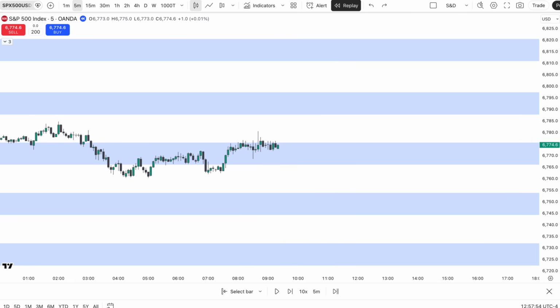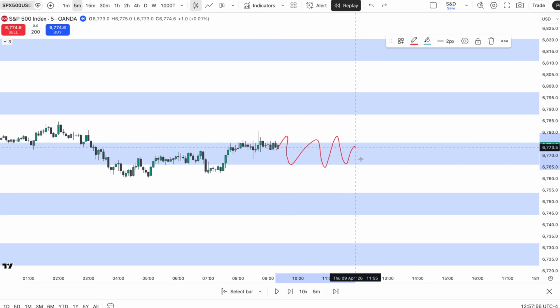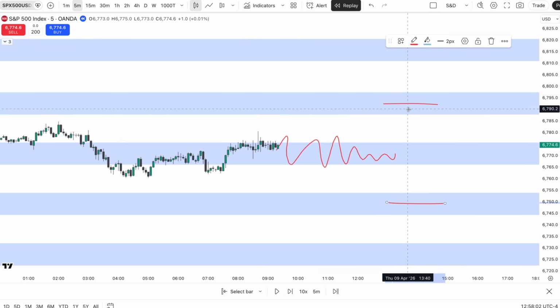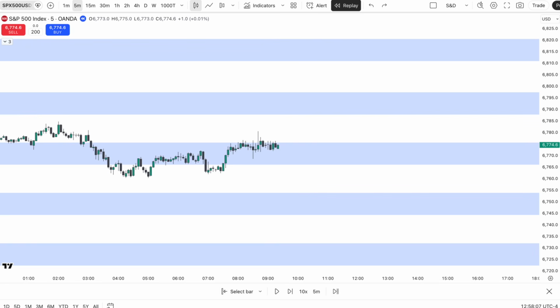I mean, the price could range here for 2 hours and we wouldn't even look at it. We only care when the price breaks into a supply and demand zone and then breaks a support and resistance level within that zone. So for now, we just wait for the price to do its thing.